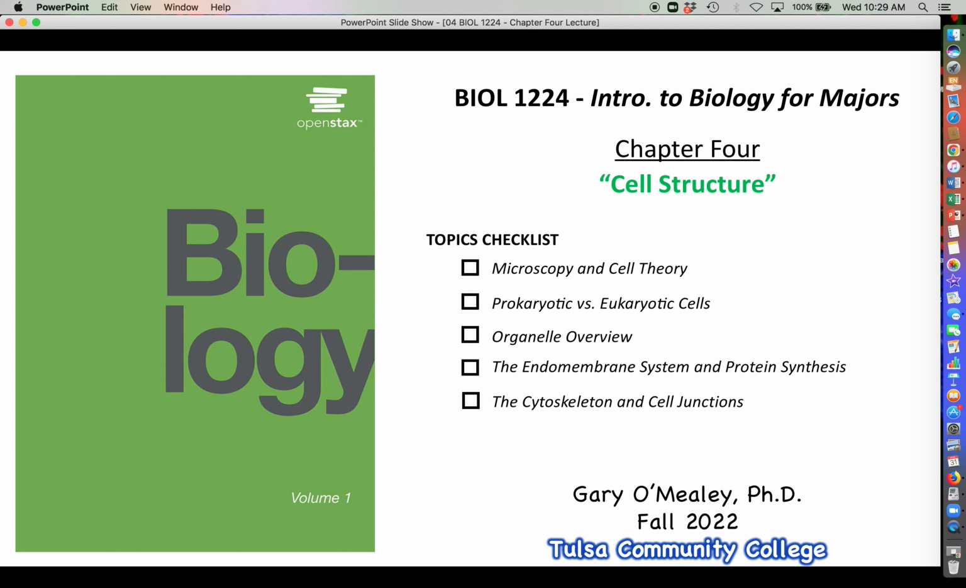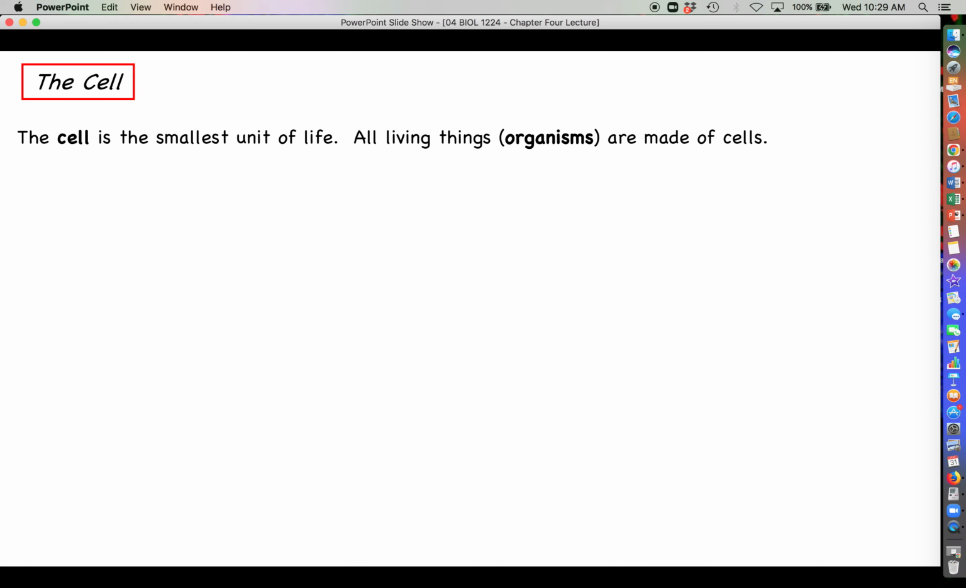It's going to be good to have some historical background and context before we really start diving into what cells actually look like and what different parts of cells do. Okay, so let's recap just a little bit from some of our previous discussions just to make sure we haven't forgotten anything. The cell is the smallest unit of life, so life is entirely defined on things that are made of cells. All organisms are made of cells, okay?